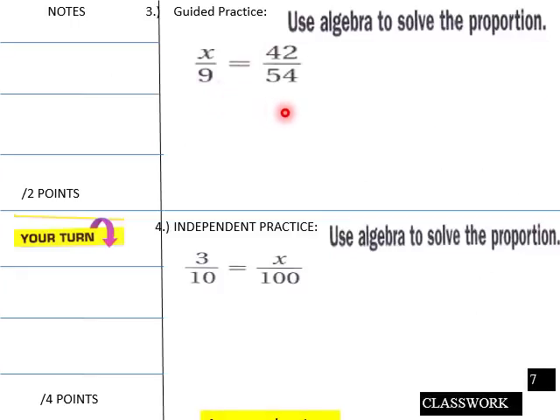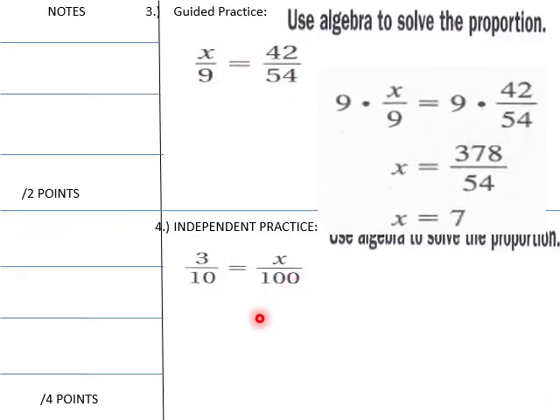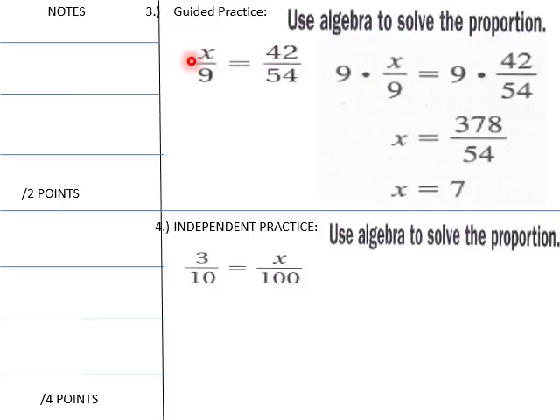Now into our guided practice: x over 9 equals 42 over 54. Students, that's yours. So how will we solve it? Multiply by 9. The multiplicative inverse of x over 9 would be 9. Multiply both sides by that. We get x equals this number, and that simplifies into 7. So that'd be a way to solve a proportion using a multiplicative inverse method.